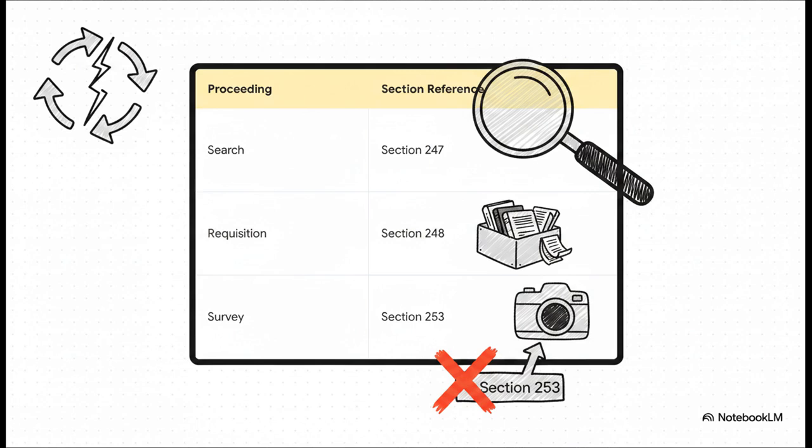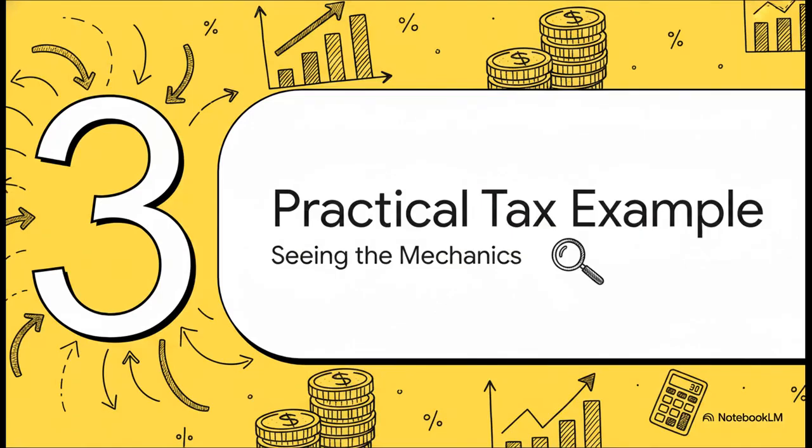A survey conducted purely under subsection 4 of Section 253 does not trigger this harsh restriction. But for the vast majority of search and seizure operations, Section 120 is absolutely in play. Section 3. A practical taxation example.